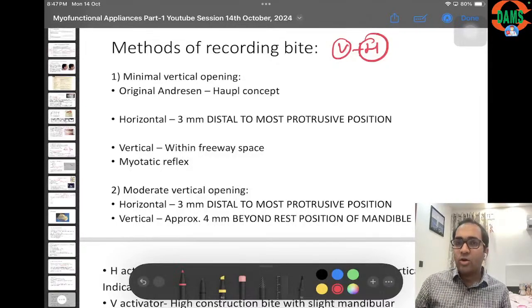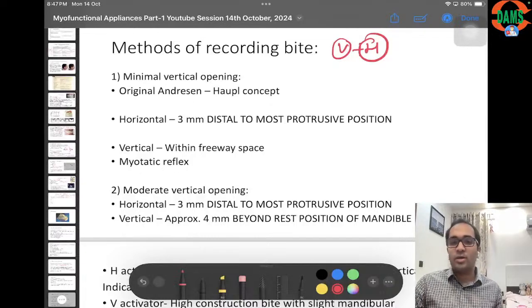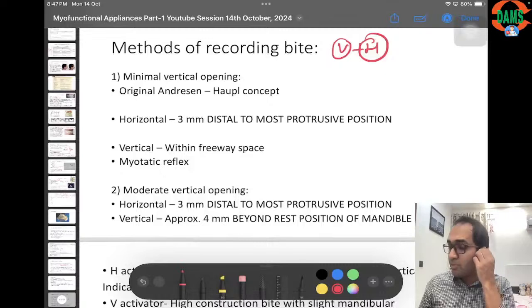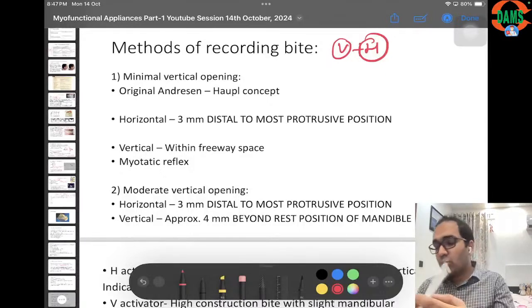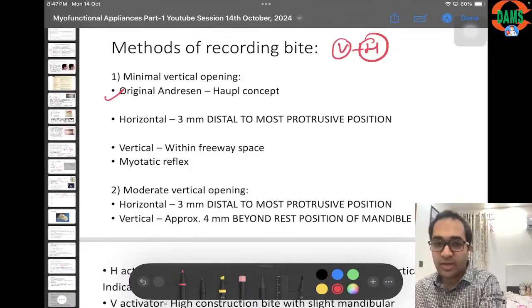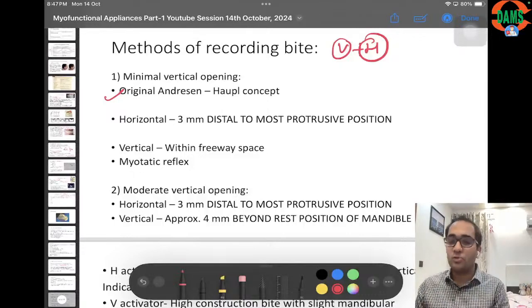Okay, the soft tissue also has certain stretchable limits. जैसे हमने सर्जरी में डिस्ट्रैक्शन भी पढ़ा होगा. Every component of our body has certain limits. Okay, so कितना लिमिट है, कितना क्या है, depending on this we require the wax bite. So first is the minimal vertical opening. Okay, so this was the original Anderson-Hoppe concept, जिसमें horizontal advancement is 3 mm distal to the most protrusive position.